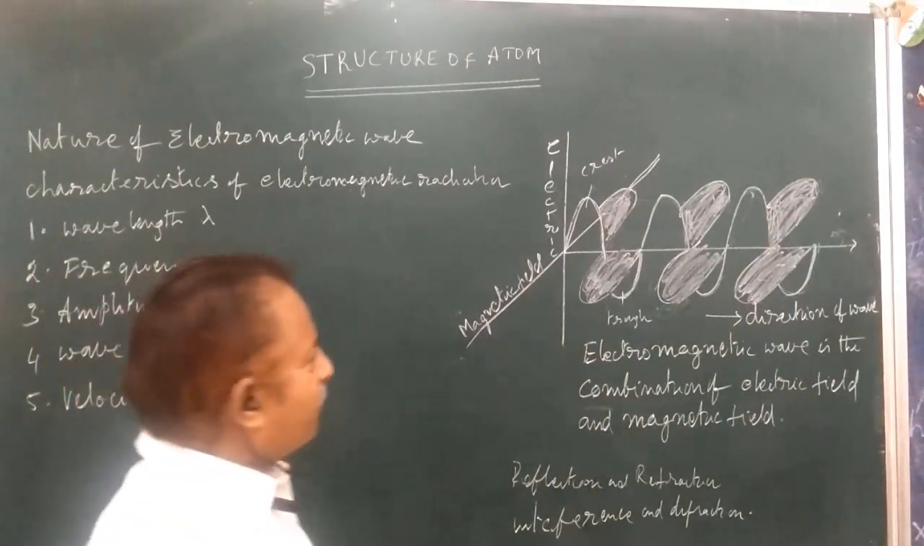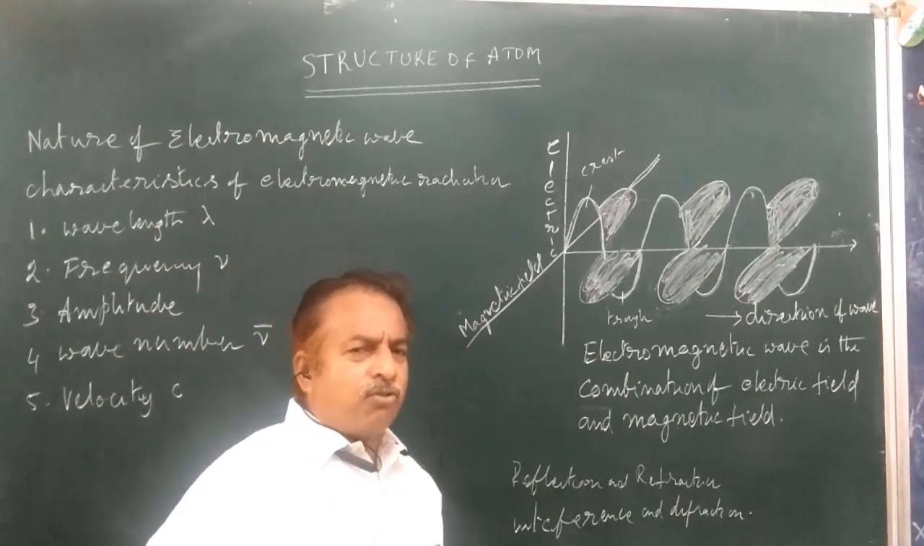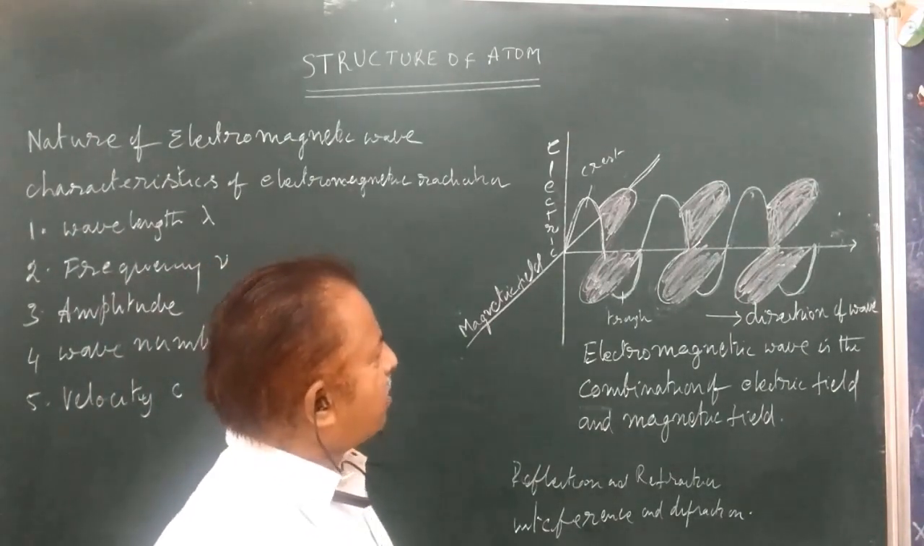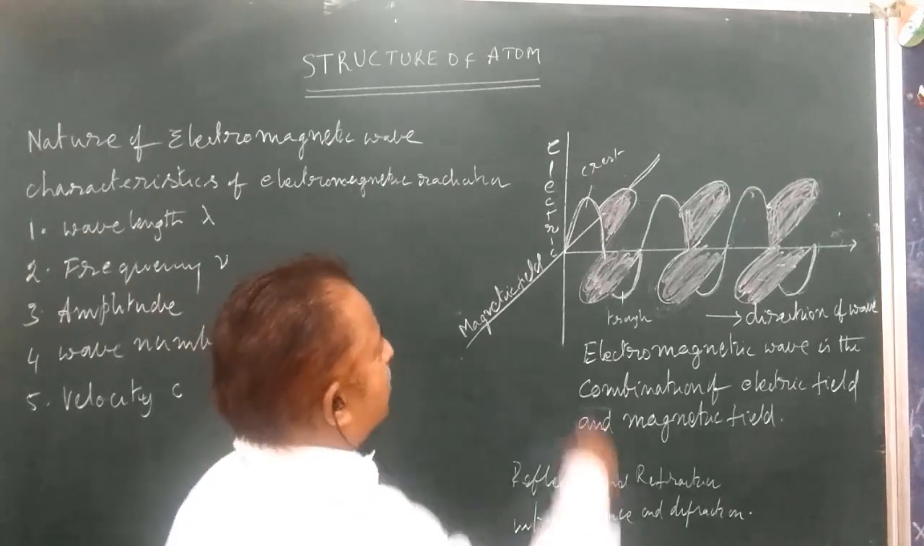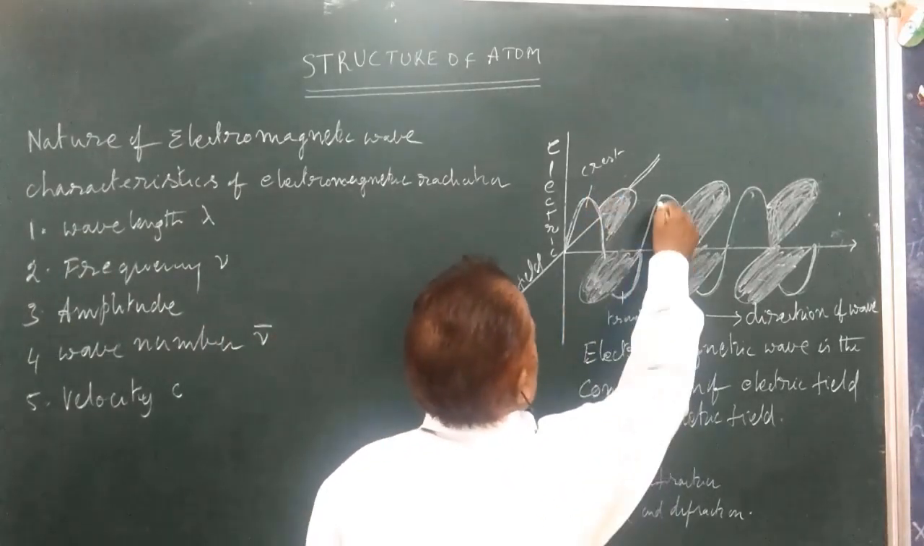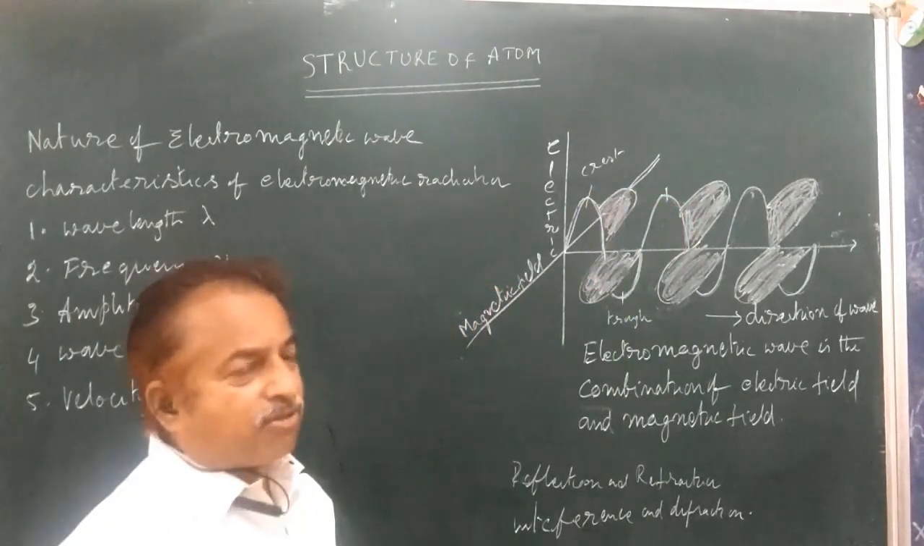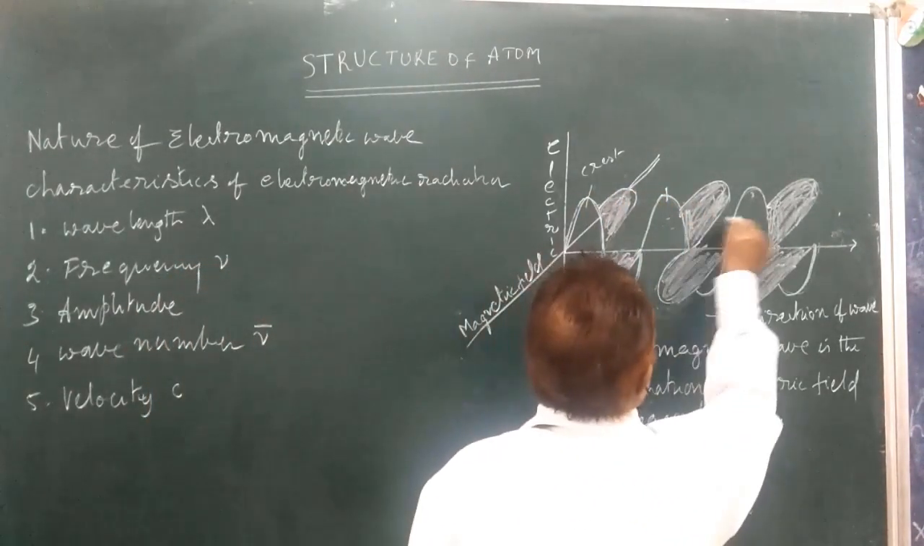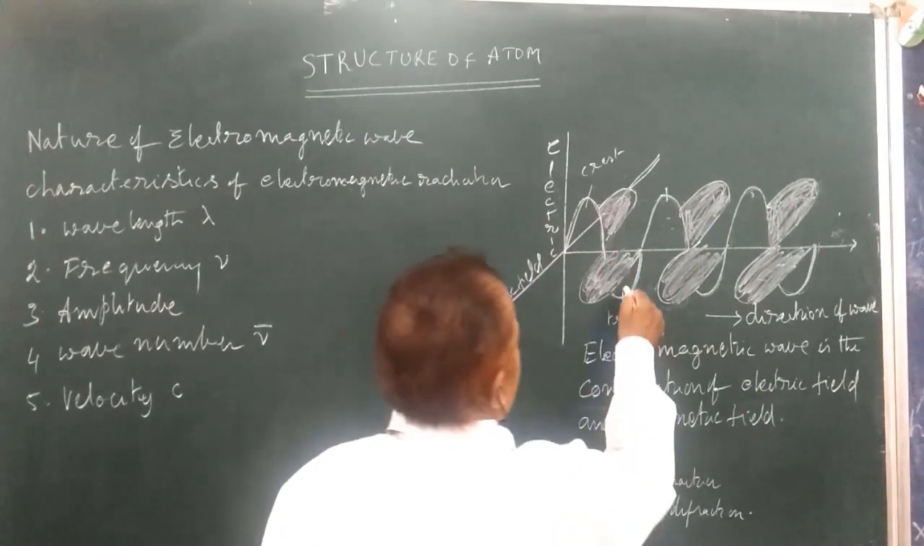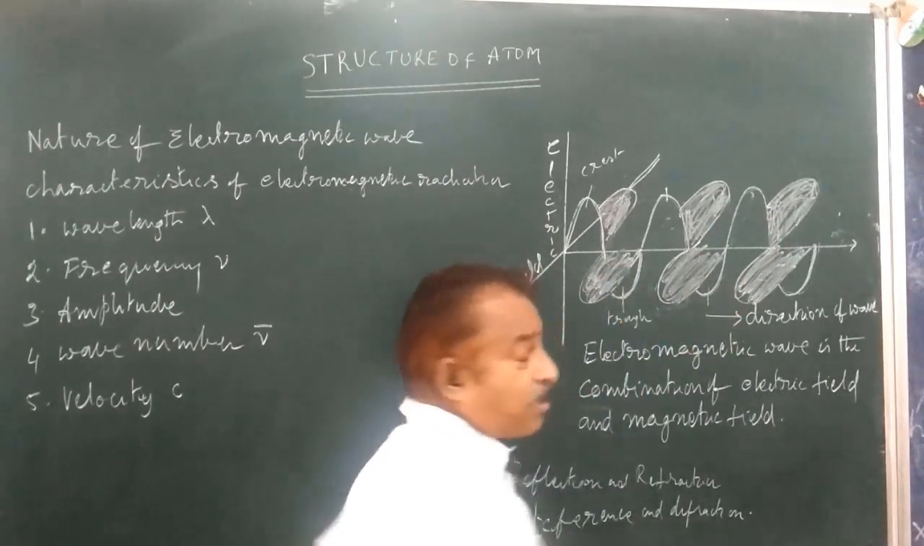Wavelength. What is wavelength? The distance between two successive troughs or two successive crests. Now if we see this example here, this is a crest and the immediate crest is this one. So these two are referred to as successive crests, and these two, this one and here, are successive troughs.